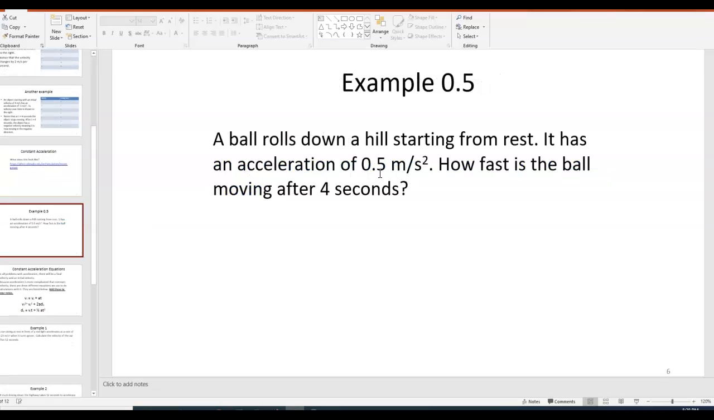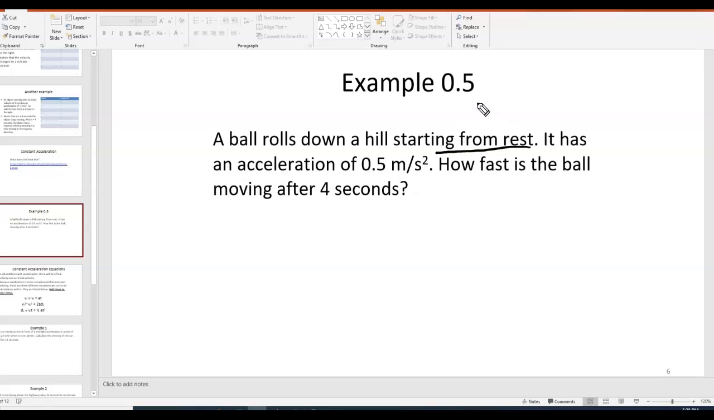Example 0.5. We're going to skip this example. It kind of goes in line with the 2 examples that we just did before. Actually, we can do it really quickly. A ball rolls down a hill starting from rest. As you go through these problems, always look for these context clues. From rest means that the initial velocity of the object is 0.